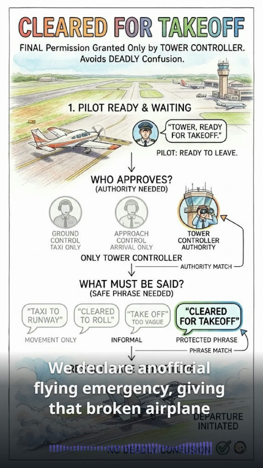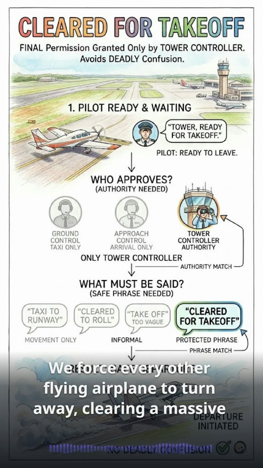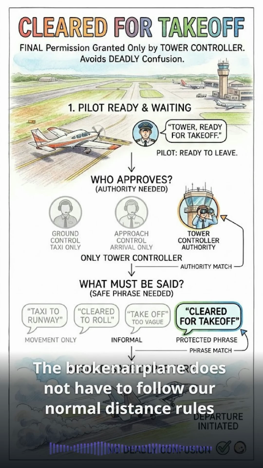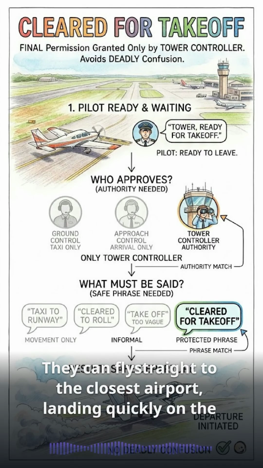We declare an official flying emergency, giving that broken airplane absolute priority over all other traffic. We force every other flying airplane to turn away, clearing a massive empty path for them. The broken airplane does not have to follow our normal distance rules during a scary emergency. They can fly straight to the closest airport, landing quickly on the longest available paved runway.